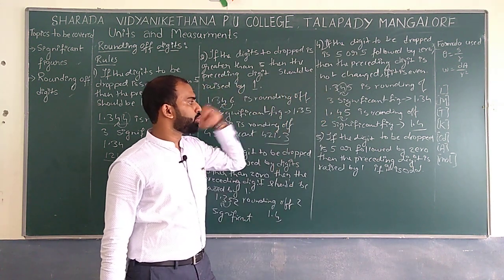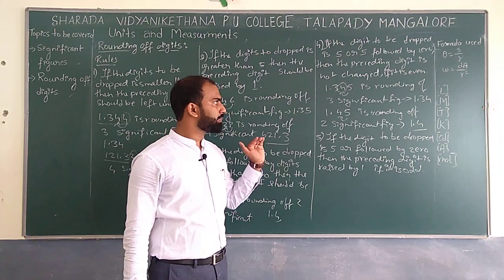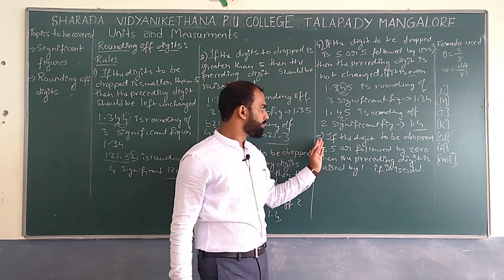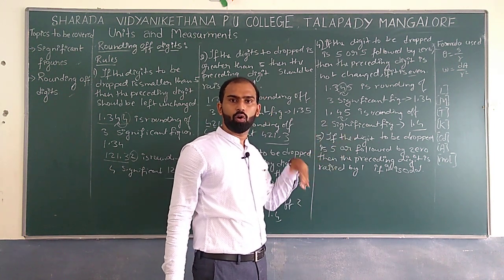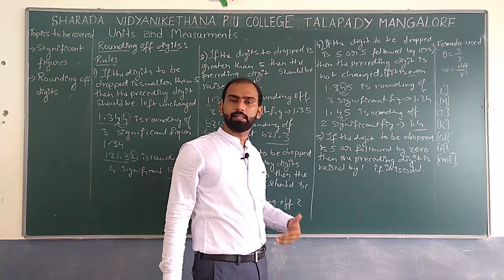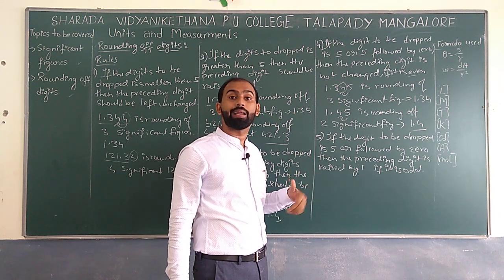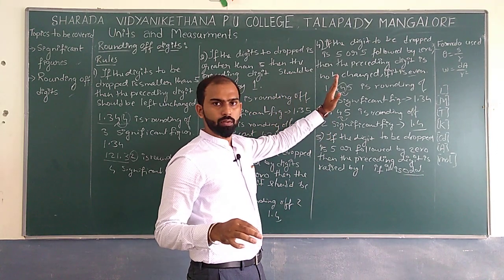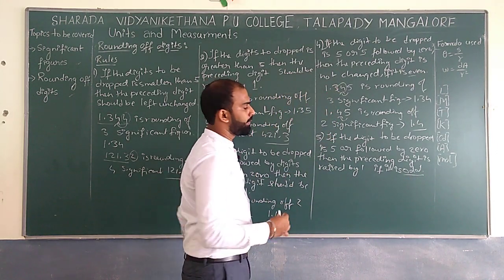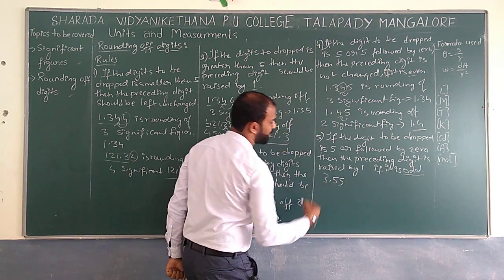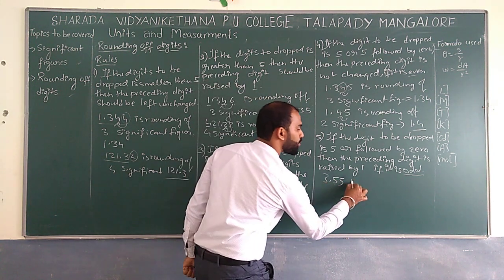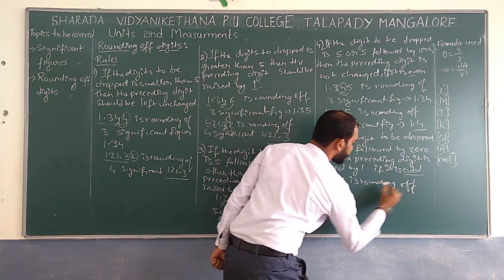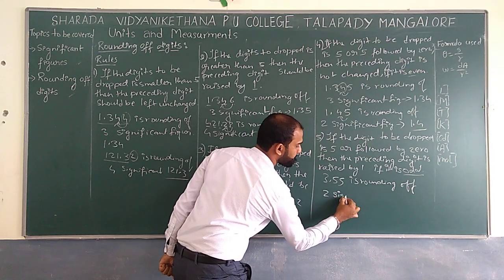So this is all about the 4th rule, and the 5th rule says the same thing, only the change is that the digit is odd. That is, if the digit to be dropped is 5 followed by 0, then the previous digit should be raised by 1 if it is odd; if it is even, keep it as it is. For example, if we have the number 3.55, and your job is rounding off to 2 significant figures.